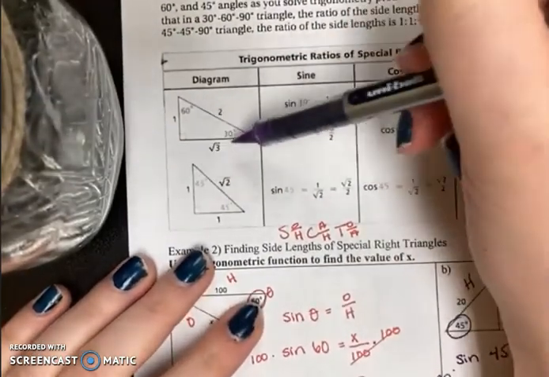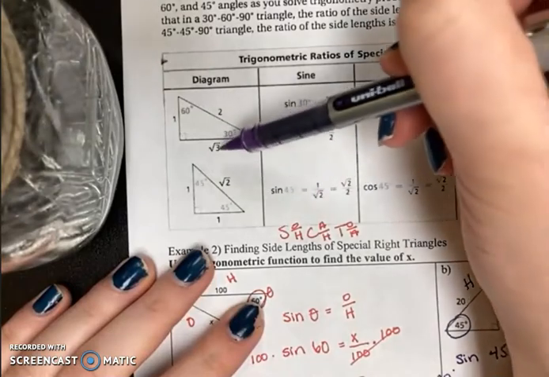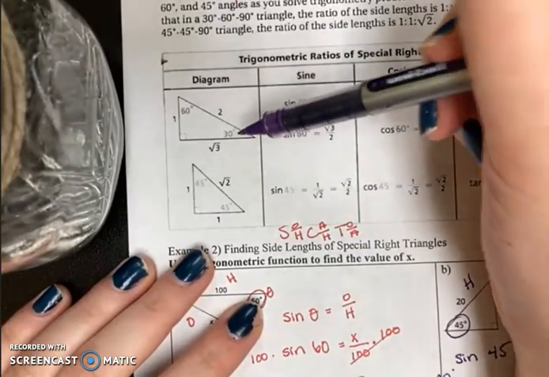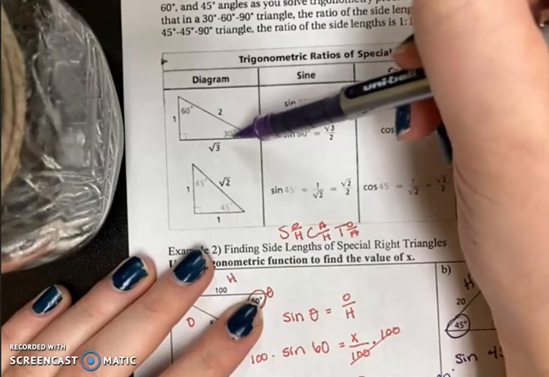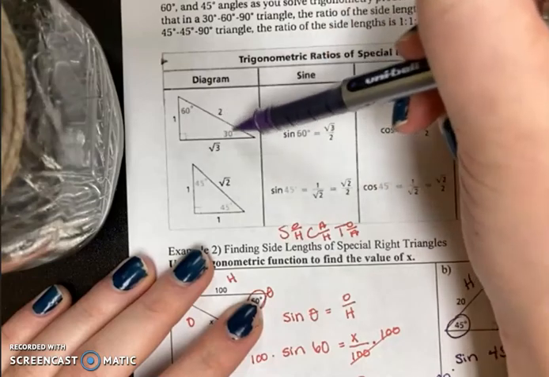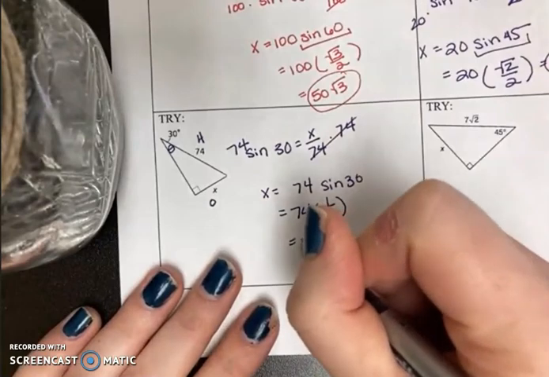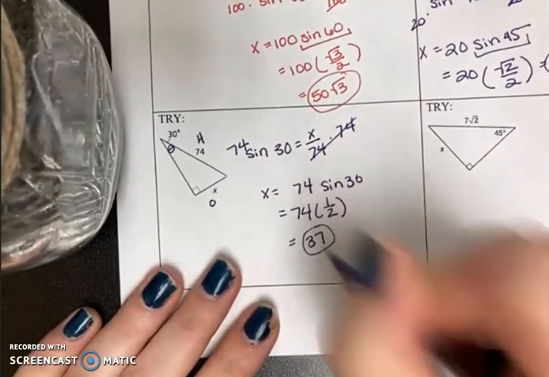So in a 30, 60, 90, the shortest leg is 1, root 3 for the longest, hypotenuse is 2. So for sine of 30, here's my 30, opposite over hypotenuse. I get 1/2. And that would have given me the answer of 37.